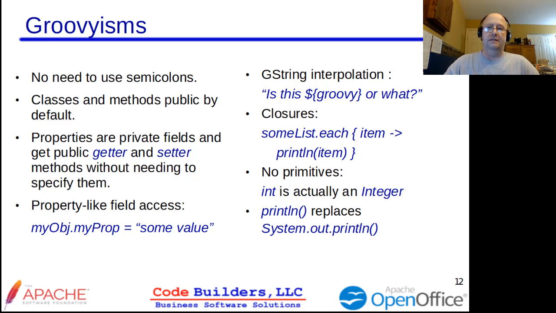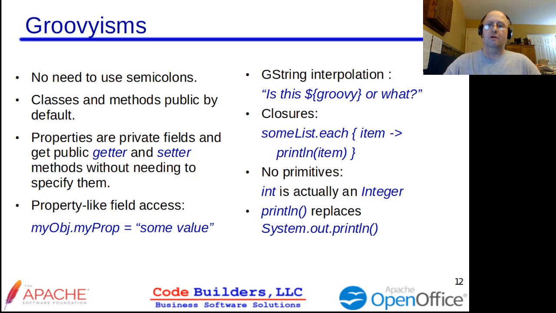Groovy has something called string interpolation, where you use GStrings, or Groovy strings, and put the variable inline in the string instead of concatenating them together like you would in Java.